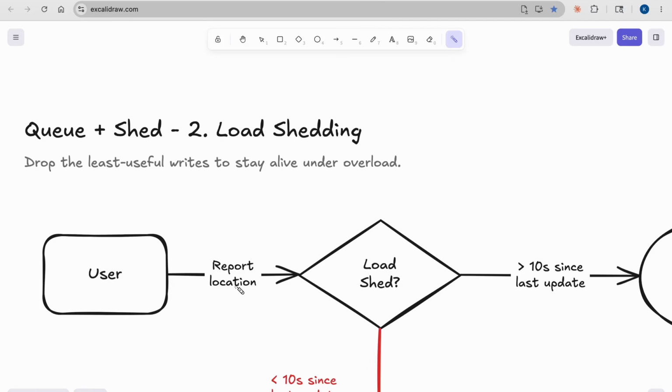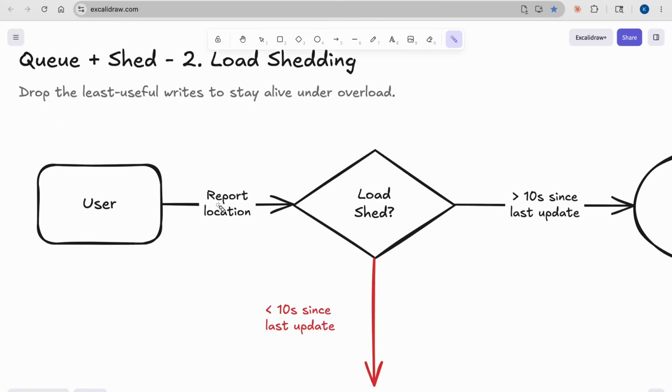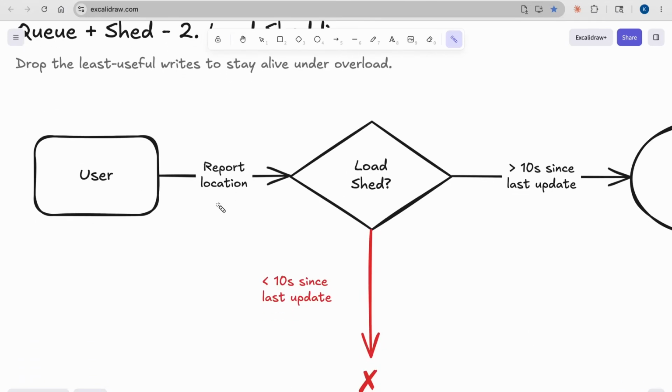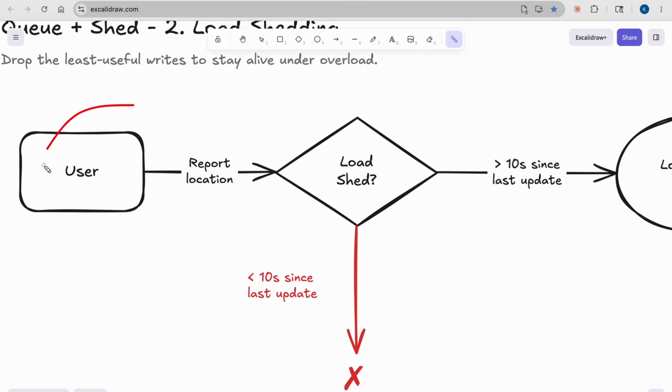Like I mentioned, if we are overwhelmed with a lot of requests, we need to think about how we can drop the least useful writes to keep our system alive even under such heavy load, while making sure we are not losing any data that is really valuable for us and our users. Again, these are all situation related, depending on the system we're dealing with. So let's take an example of Uber.